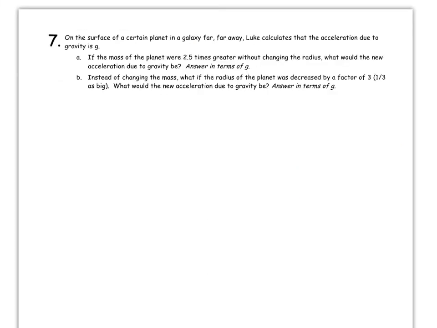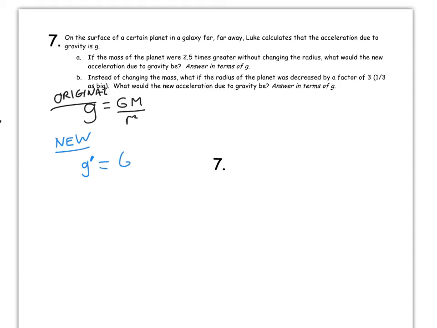So here we have one where we want to set up our new situation and our original situation. In this case, we're worried about the acceleration due to gravity. So we're thinking about little g equals GM over r squared. I'm going to start by setting up my original situation. So there's my original situation. For my new situation here, I know that the mass is going to change. We want to find the new acceleration due to gravity. So I'm going to say now we have g prime, because it's a new acceleration due to gravity. It's equal to G times 2.5 M all over r squared.